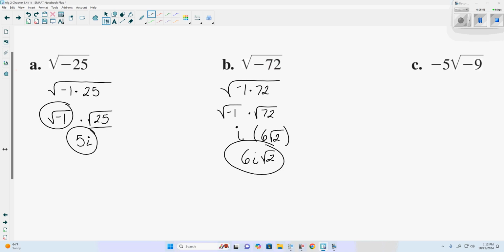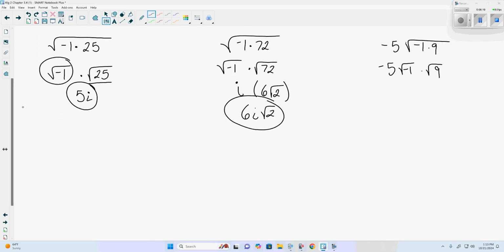All right, we can go on and look at C. We have the negative 5 times our square root of negative 9. Just like we've been doing, we could say negative 1 times 9, which would be negative 5 times the square root of negative 1 times the square root of 9. Well, our square root of negative 1 is what? i. By definition, it is i. Square root of negative 1 by definition is i. Square root of 9, 3.